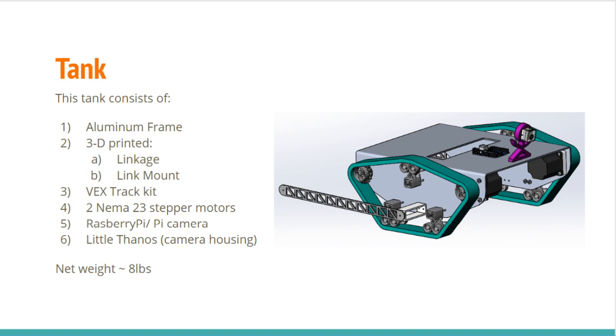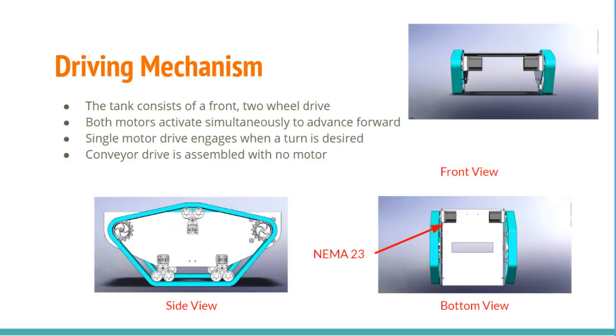For the driving mechanism, the tank consists of a front two-wheel drive where both motors activate simultaneously in order for it to advance forward. If a turn is desired, one single motor will activate while the other remains idle. The conveyor drive is assembled with no motor and thus only being hauled.